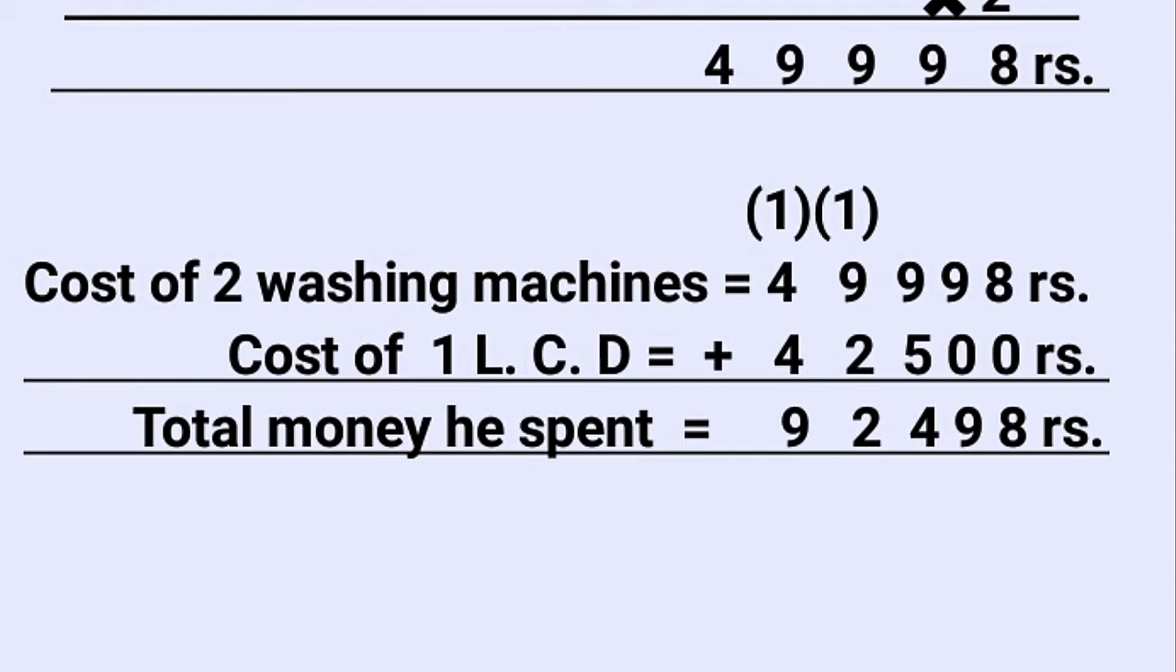Now the cost of 2 washing machines, we have found, is 49,998 rupees, and the cost of 1 LCD is equal to 42,500. So let's add. Total money he spent is equal to 8 plus 0 is 8, 9 plus 0 is 9, 9 plus 5 is 14, 1 carried. 9 plus 2 plus 1 is 12, 1 carried. 4 plus 4 plus 1 is 9. So total money he spent is 92,498 rupees.